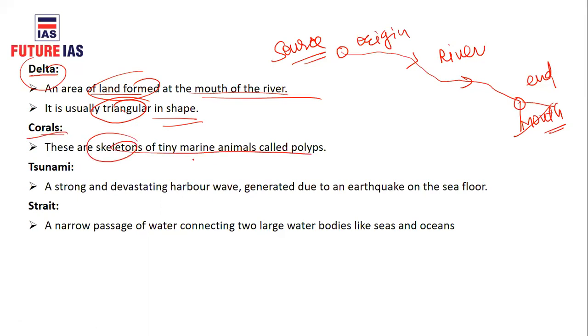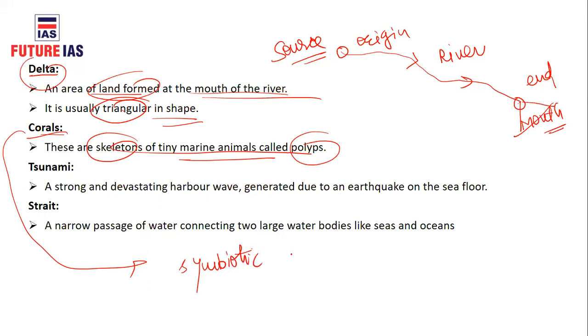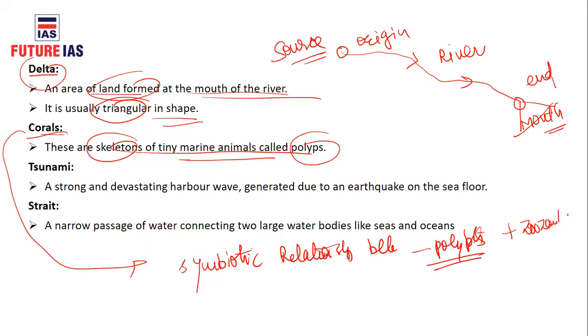Corals are the skeletons of tiny marine animals which are called polyps. So corals में क्या होता है आपके पास? It's a symbiotic relationship between the polyps. Polyps are nothing but marine animals. And you will have zooxanthella. Zooxanthella is basically an algae. And this algae would have a pigment.